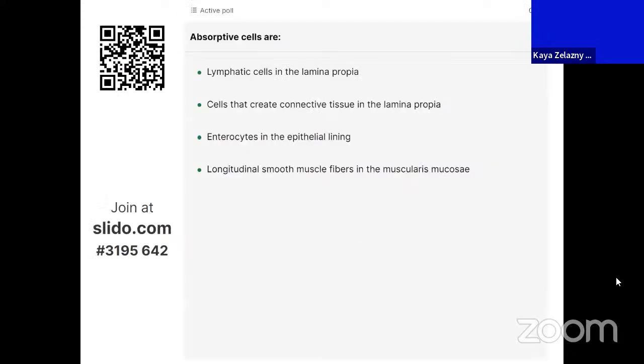Okay. So from what we were talking about, when we're talking about absorptive cells, where were those? What type of cells were those?